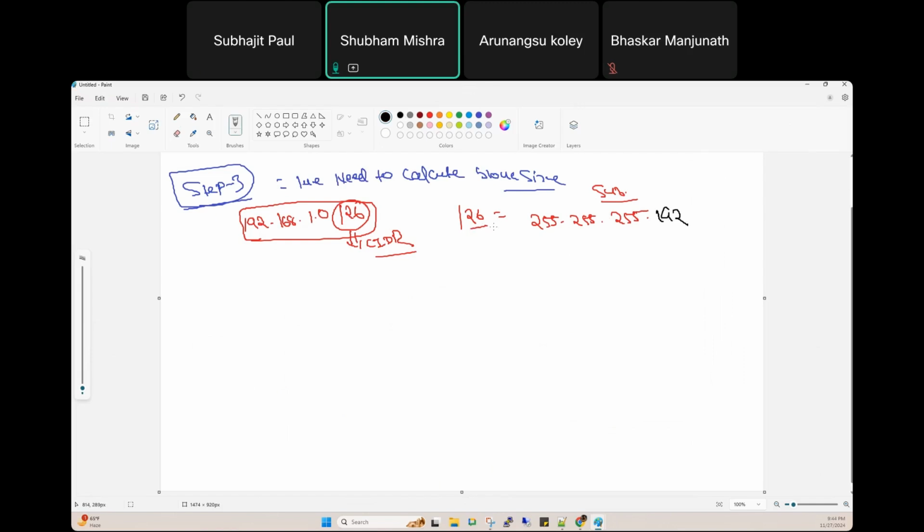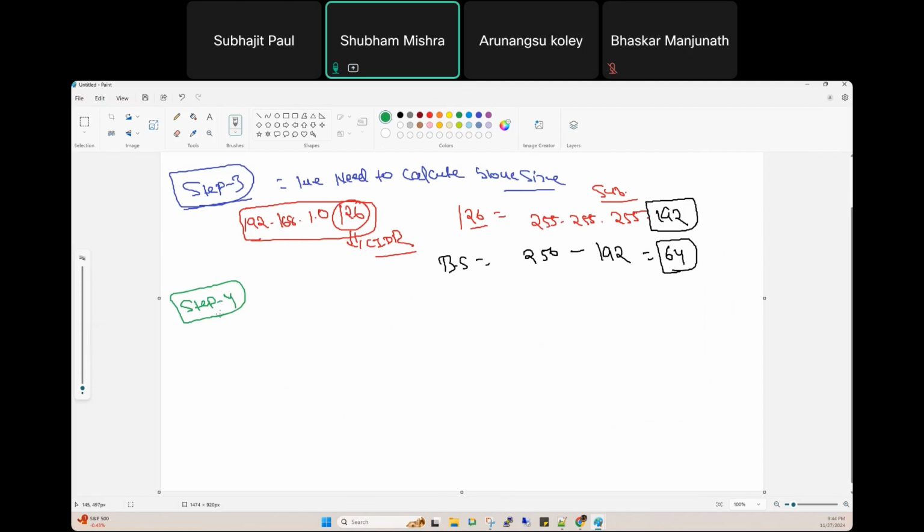Now we need to calculate the block size. The basic formula is 256 minus whatever the value is in your last octet. That is 192. So when you subtract 256 minus 192, the value will be 64. This is the way we can calculate the block size. I will tell you what the use of block size is. Just a minute. Now come to step number 4.